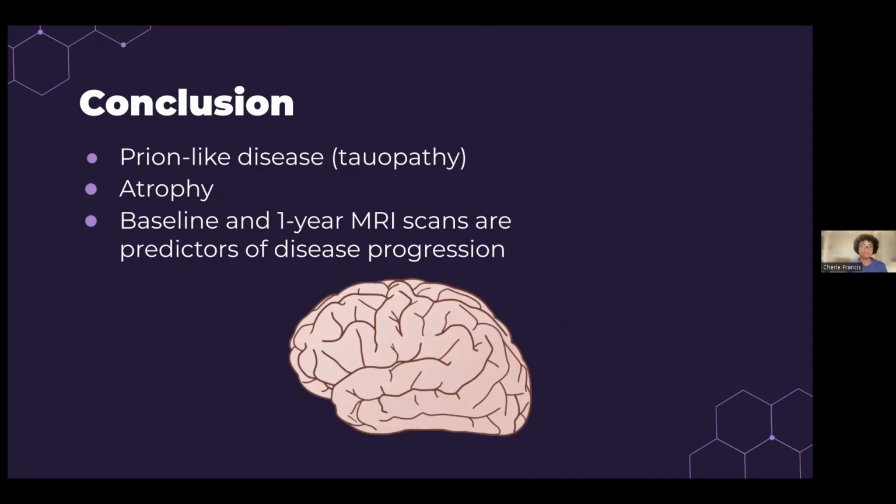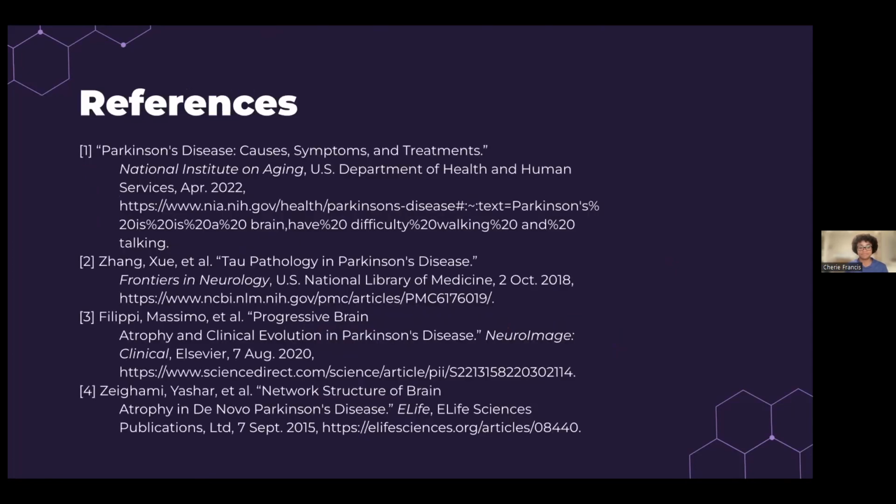So in conclusion, Parkinson's disease is a prion-like disease that results in brain atrophy, and baseline and 1-year MRI scans are very important predictors of disease progression. This concludes our presentation.